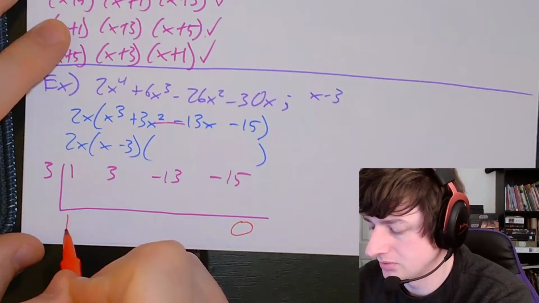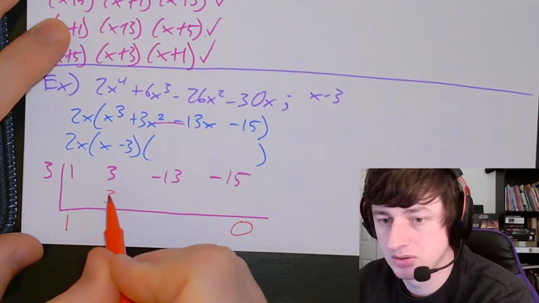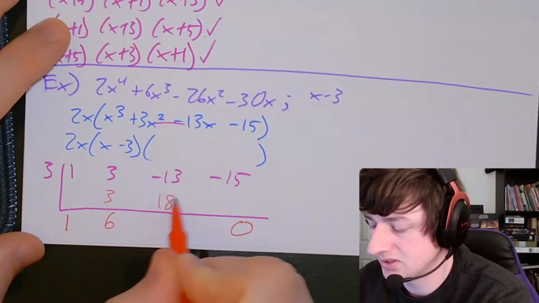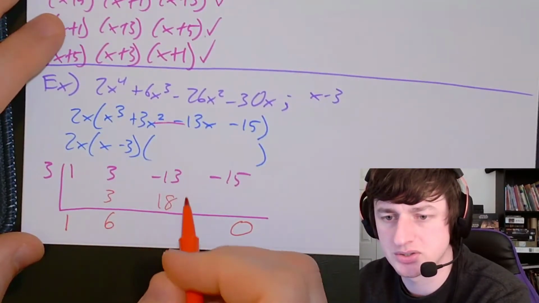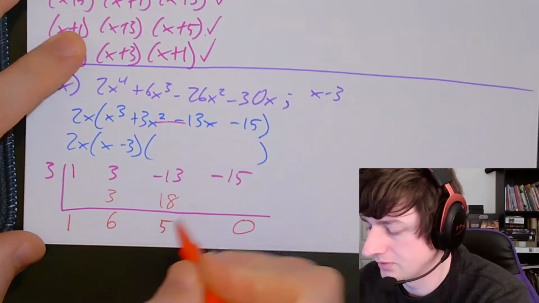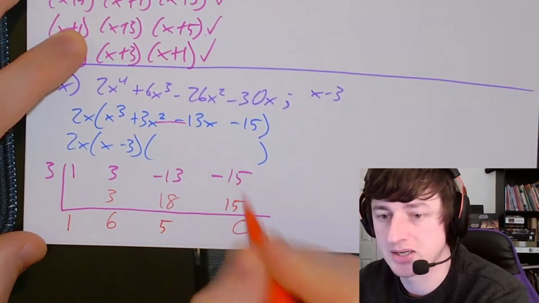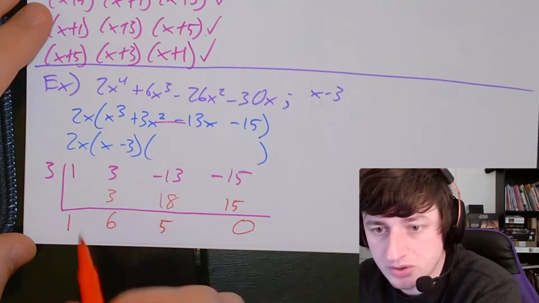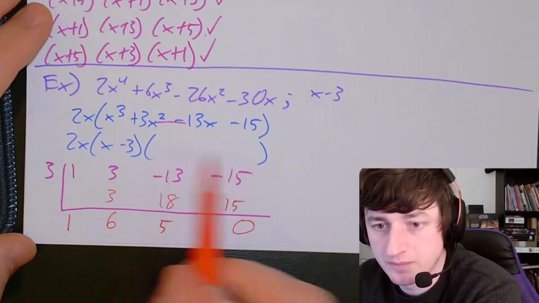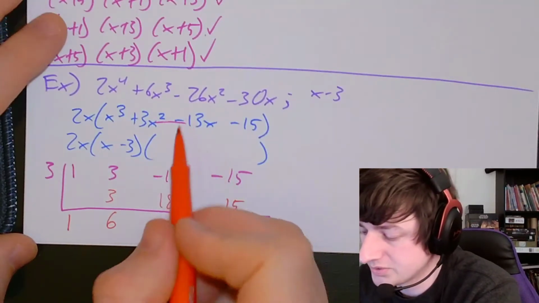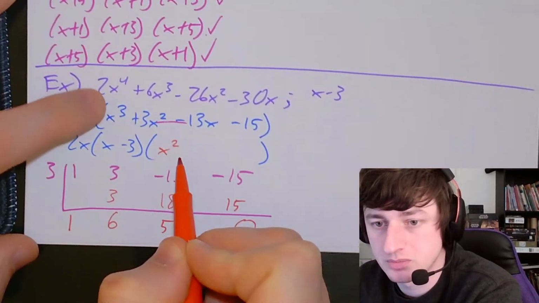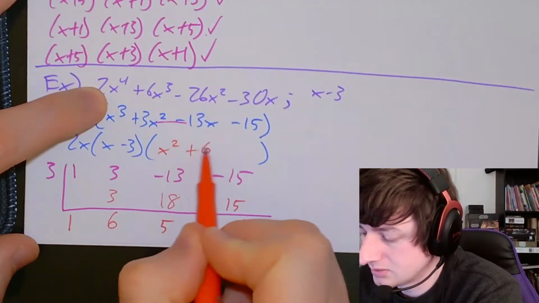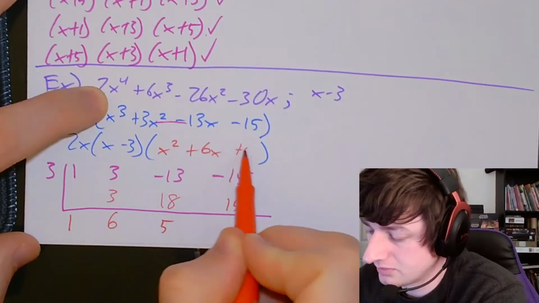So 1 times 3 is 3. This makes a 6. Times 3 is 18. 18 minus 13 is 5. 5 times 3 is 15. That does add to be 0. And so then these numbers are the coefficients that go in here. 1x squared, 1 degree less than what we were dividing, 6x, and a 5.